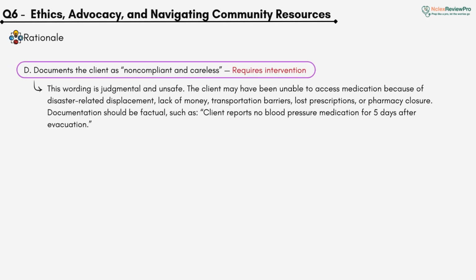Option D says the nurse documents the client as non-compliant and careless because the client has not taken prescribed blood pressure medication since the disaster. This requires intervention. That wording is judgmental and unsafe. The client may have been unable to take medication because of displacement, lack of money, transportation barriers, lost prescriptions, pharmacy closure, or other disaster-related barriers. A better note would be factual, such as, "client reports no blood pressure medication for 5 days after evacuation." That wording documents the situation without blame.